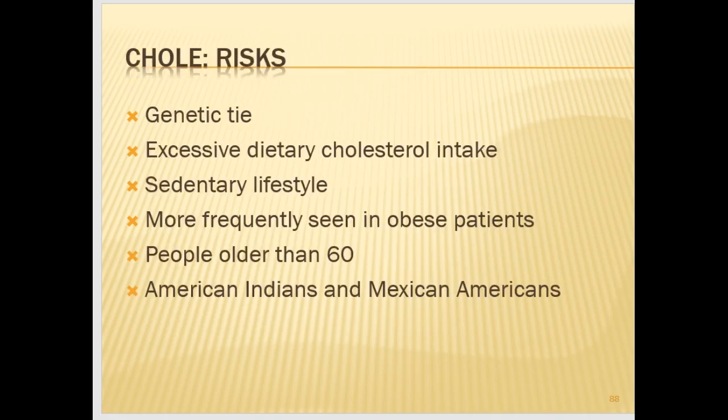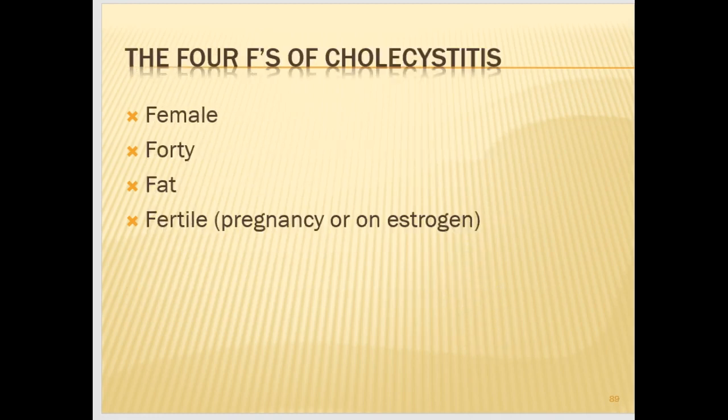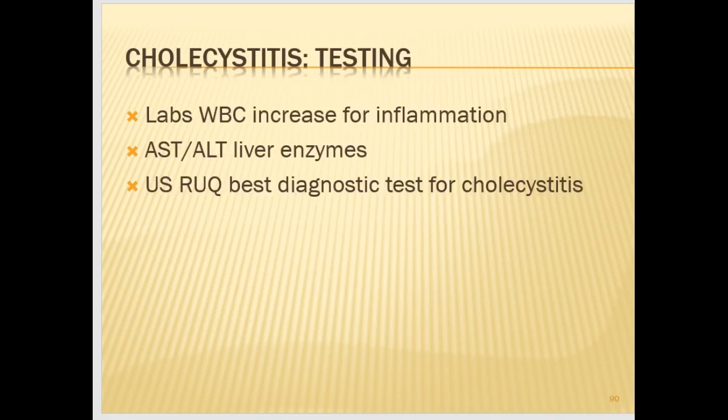So you have some risk factors. So here's some of your risk factors. And moving forward, you have the 4 F's for cholecystitis. So not saying that these are the only folks who get cholecystitis, but I guess they've done studies to show, on average, this is who the cholecystitis is being related to. But anyone can get cholecystitis. But the 4 F's are female, 40, fat, and fertile. Okay, cholecystitis.